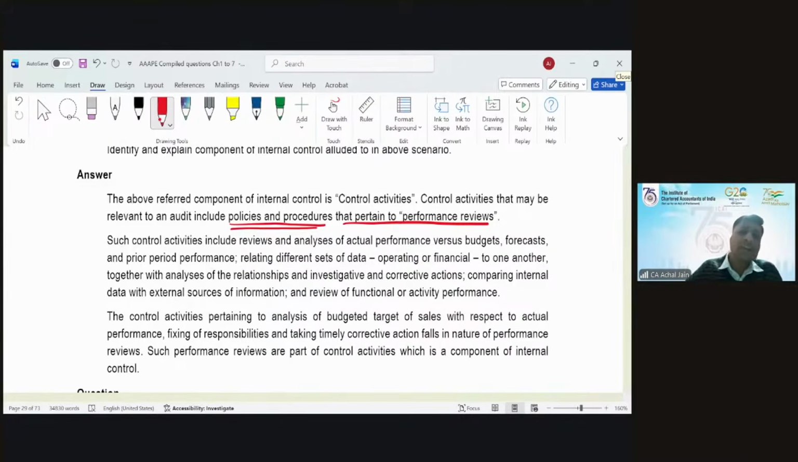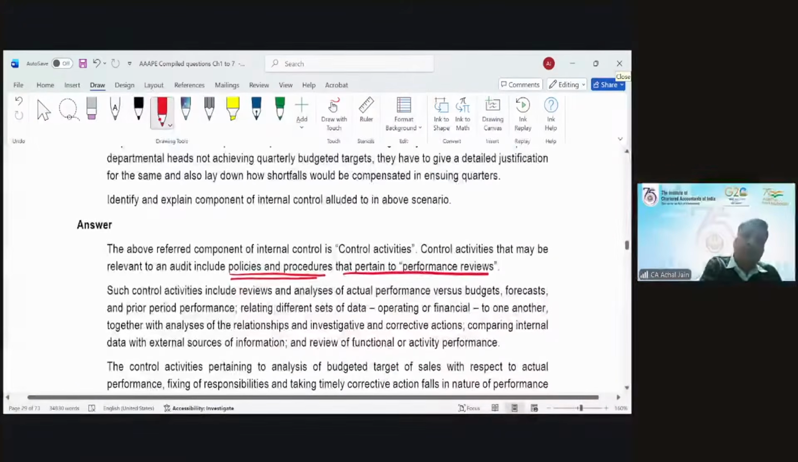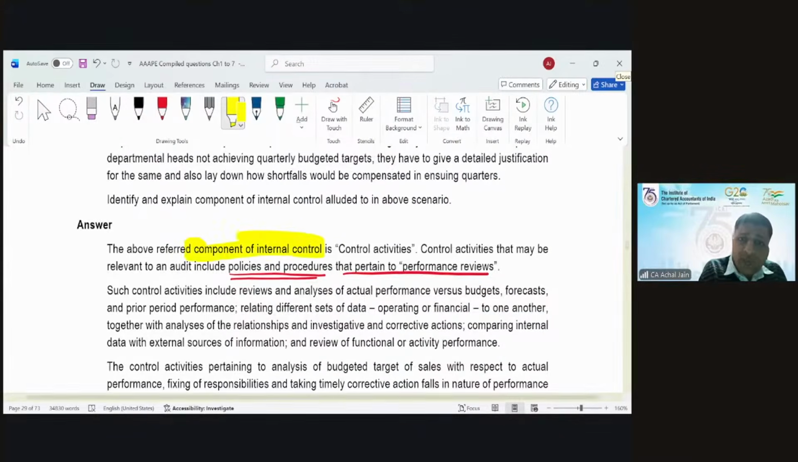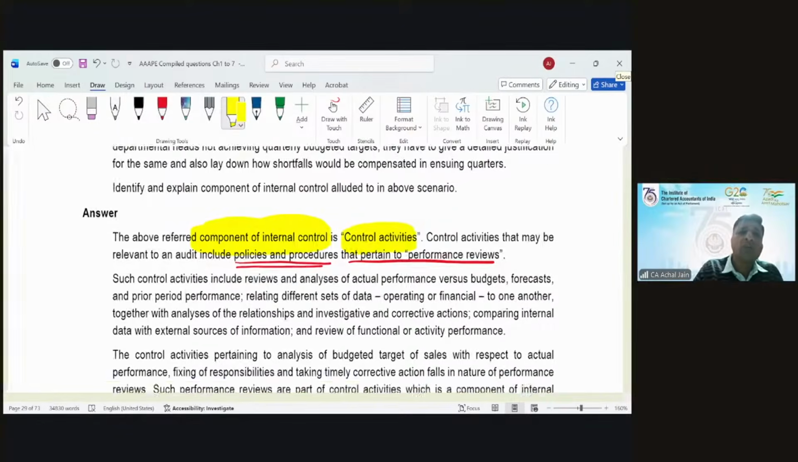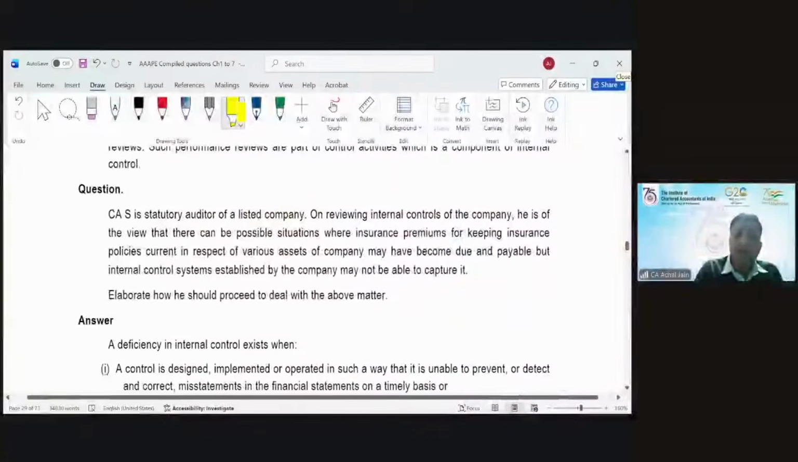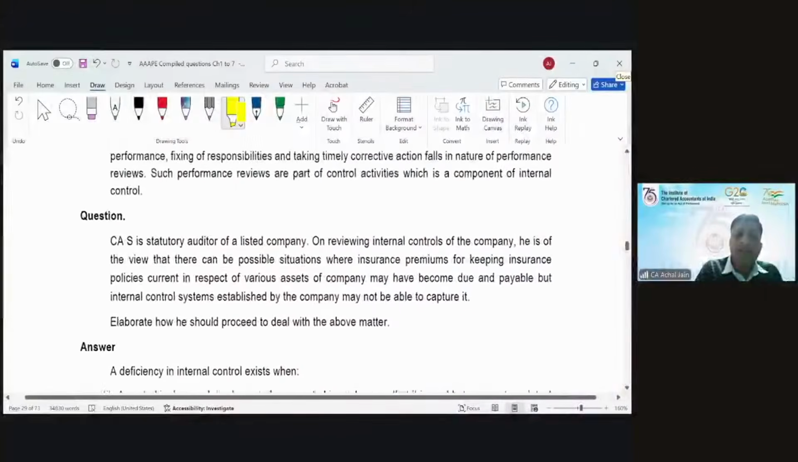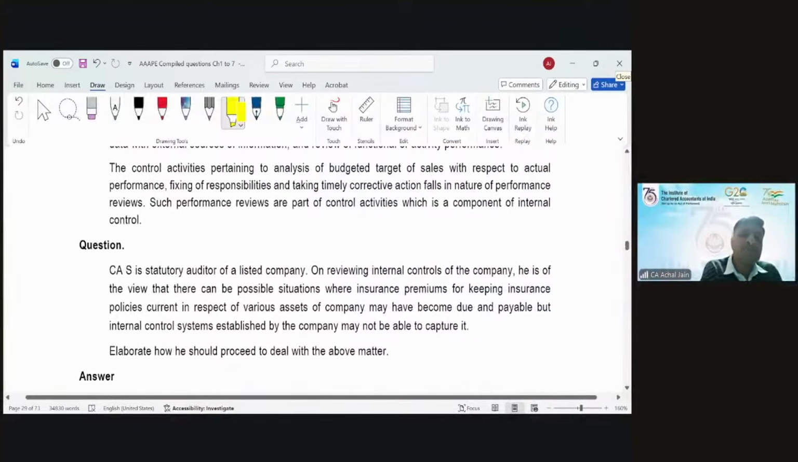So I think the question was really focused around the component. They are trying to test you on what component of internal control is being discussed. That's why it's important for you to have clarity in terms of what the components of internal control are in the context of different situations which would be there. Now let's look at the next one.